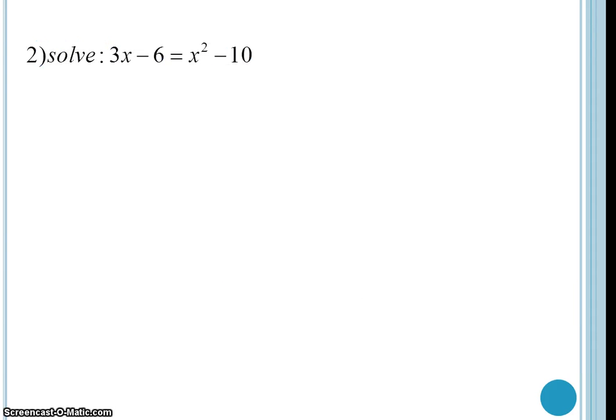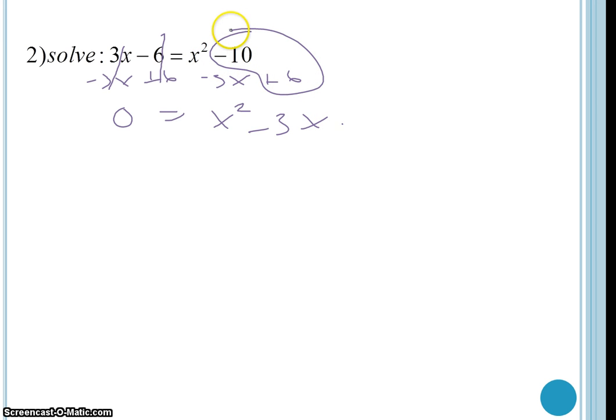So the next problem says solve this equation. The first step is to bring all terms to one side of the equal sign. So I'm going to subtract 3x and add 6 to both sides. So I have 0, because the 3x's cancel and the 6's cancel. x squared minus 3x, and when I combine my like terms, I get negative 4. So I set it equal to 0.